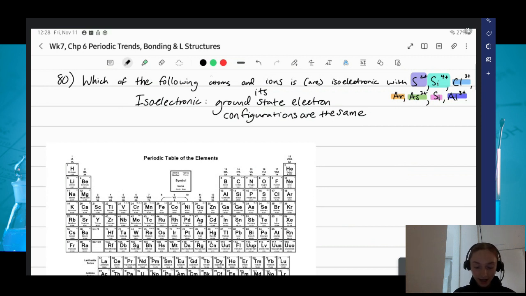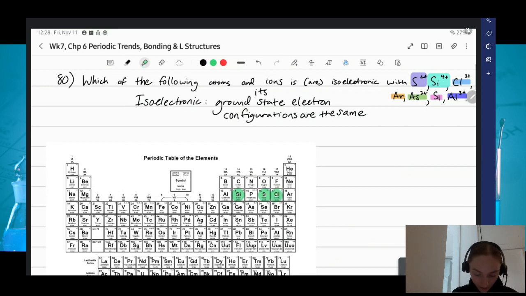Okay, so let's first look at silicon 2+. So silicon 2+ is going to be right here. And so that's where that is. Let me just make sure I'm doing this correctly. Yes. Okay. So that's where sulfur is, and let's look at where silicon is. So silicon is right here. And then for chlorine, chlorine is right over here.